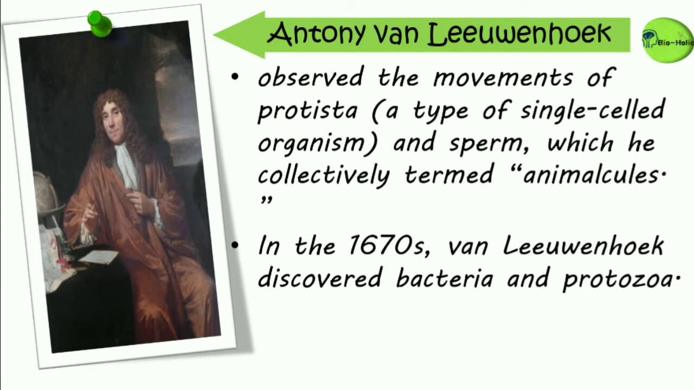The microscopes we use today are far more complex than those used in the 1600s by Antony van Leeuwenhoek, who had a great skill in crafting lenses. Despite the limitations of his now ancient lenses, Van Leeuwenhoek observed the movements of Protista, which are single-celled organisms, and sperm, which he collectively termed animalcules. Also, in the 1670s, Van Leeuwenhoek discovered bacteria and protozoa.